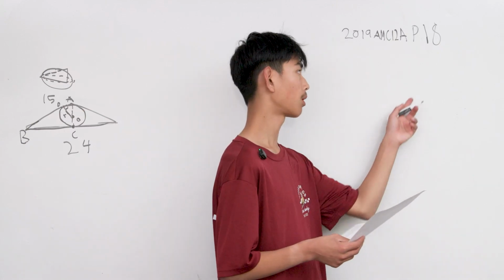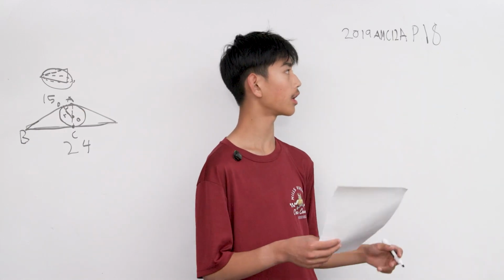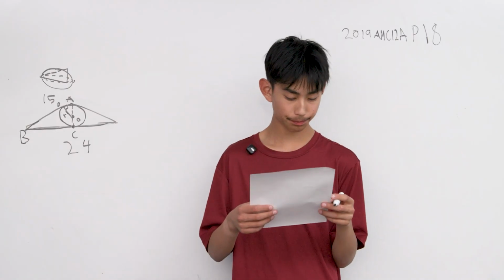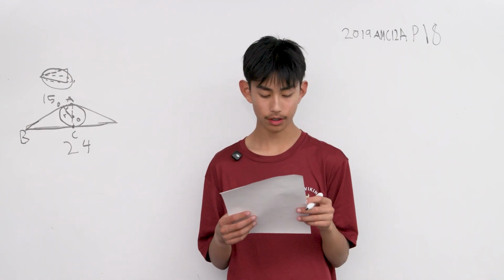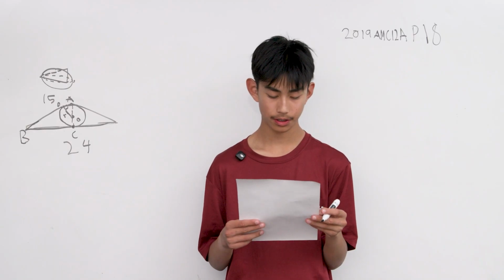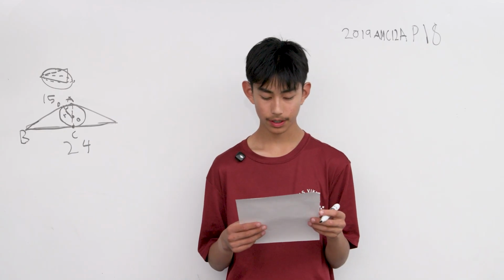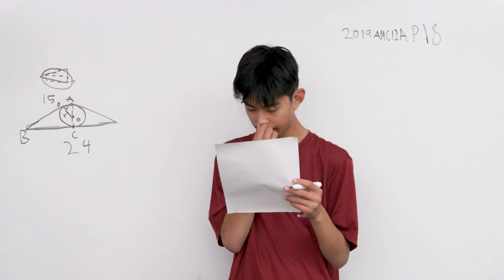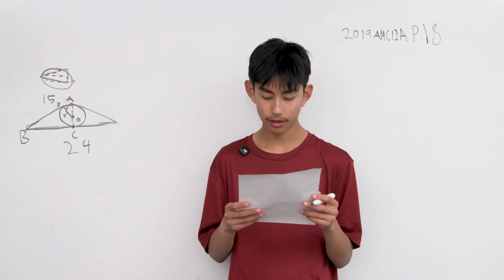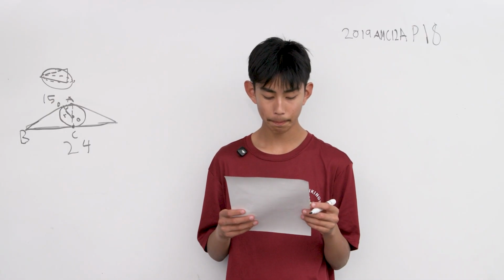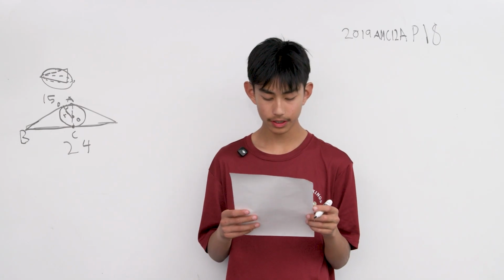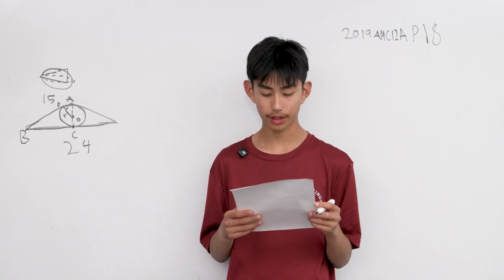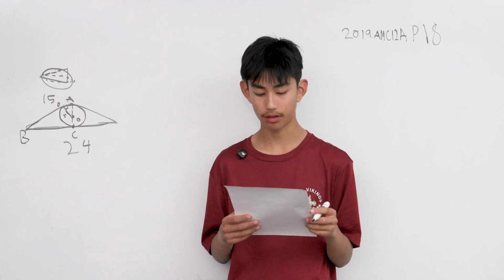We're solving problem 18 from the 2019 AMC12A. A sphere with center O has radius 6. A triangle with sides of length 15, 15, and 24 is situated in space so that each of its sides is tangent to the sphere. What is the distance between O and the plane determined by the triangle?